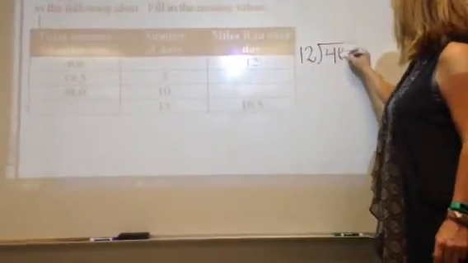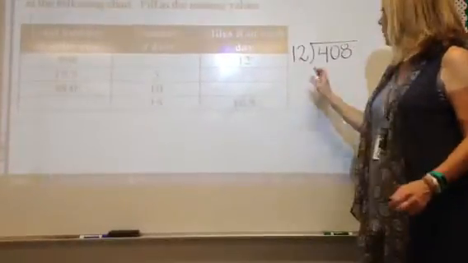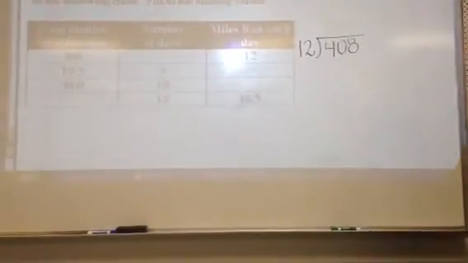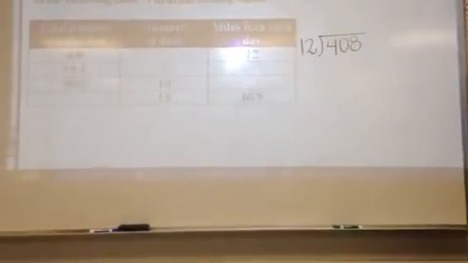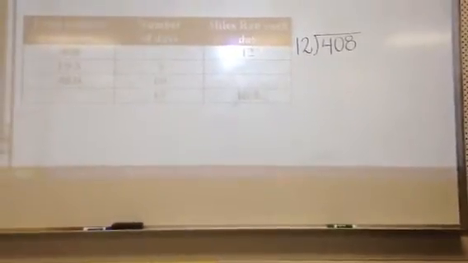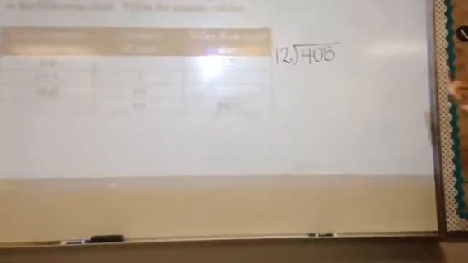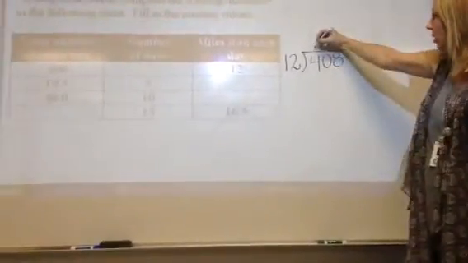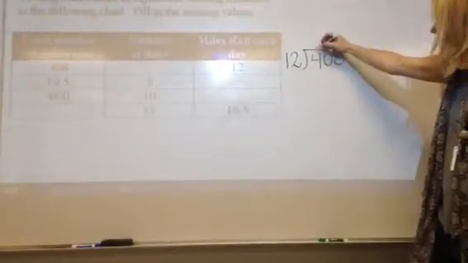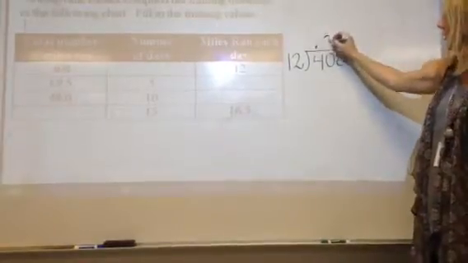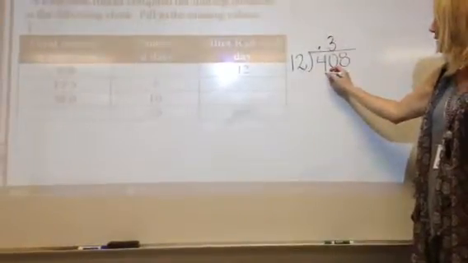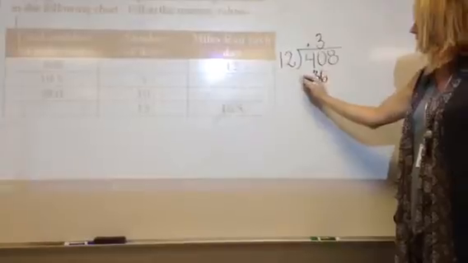12 into 408. Count by 12, so we want to get close to 40, but not go over. 12, 24, 36, 48, which goes over. So we're backing down to 36. Do I start writing over my 4? No. Go to 0. Yes. 3 times 12 was 36. Sorry about that ugly 3.